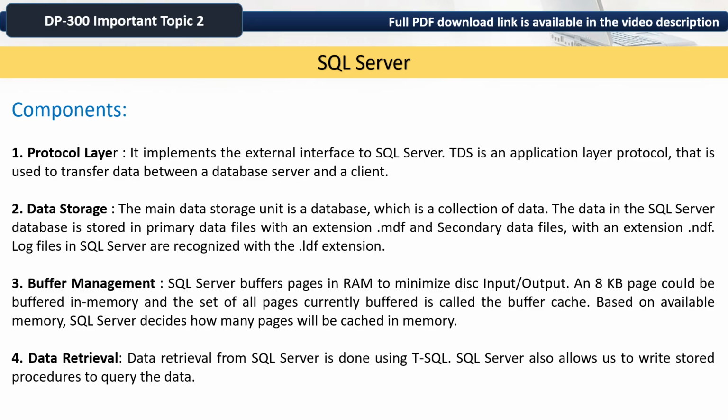Then we have buffer management. SQL Server buffers pages in RAM to minimize disk input or output. An 8 KB page could be buffered in memory, and the set of all pages currently buffered is called the buffer cache. Based on available memory, SQL Server decides how many pages will be cached in memory.